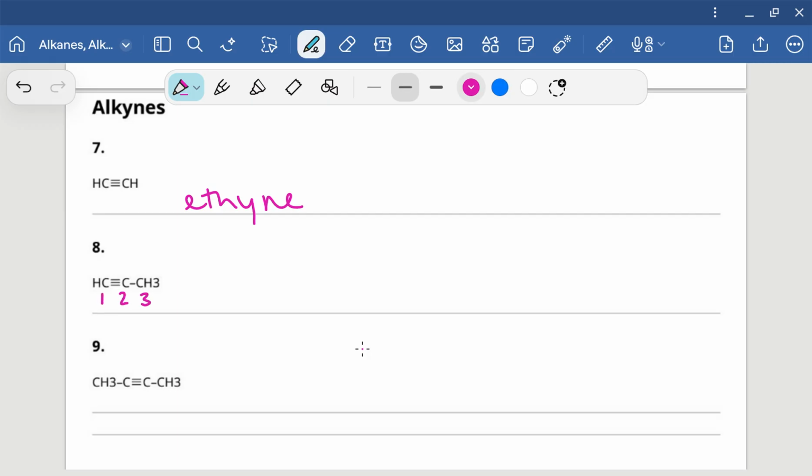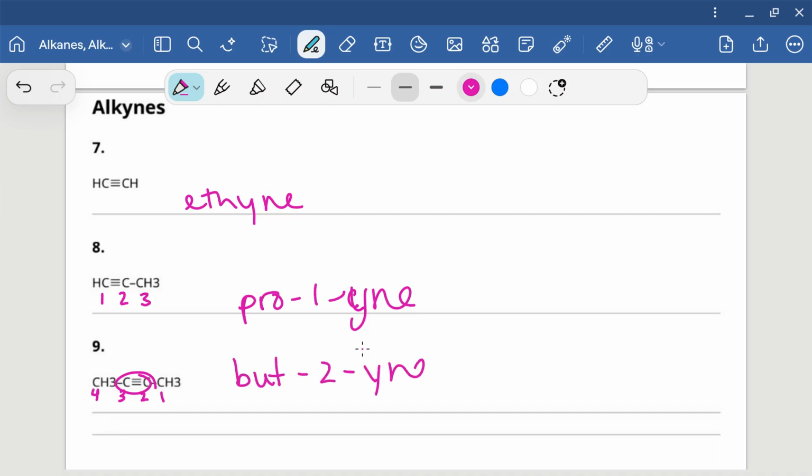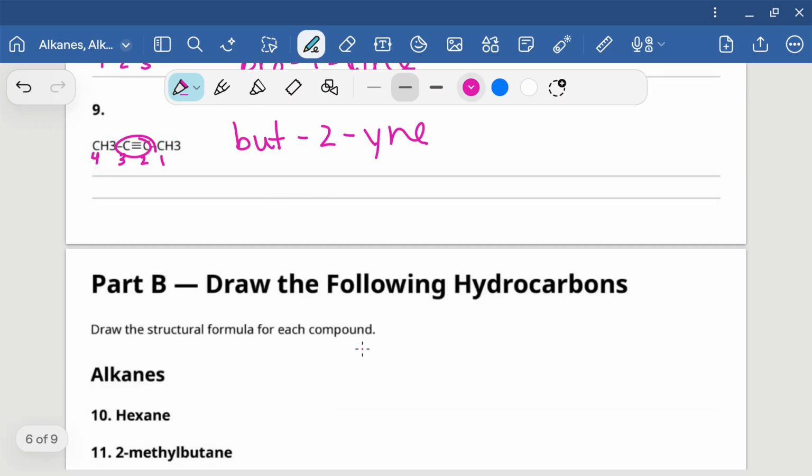So carbon 1, 2, 3, this would be prop-1-yne. And then this last one, you have 4 carbons. And again, same idea. If you number left to right or right to left, no matter what, your triple bond is between 2 and 3. So this is but-2-yne.